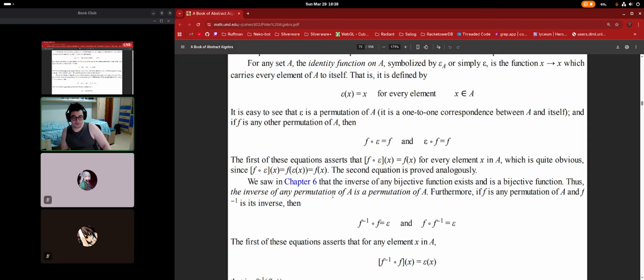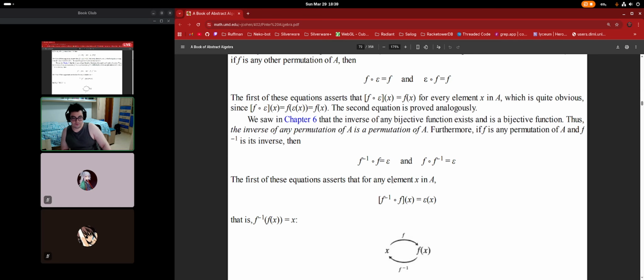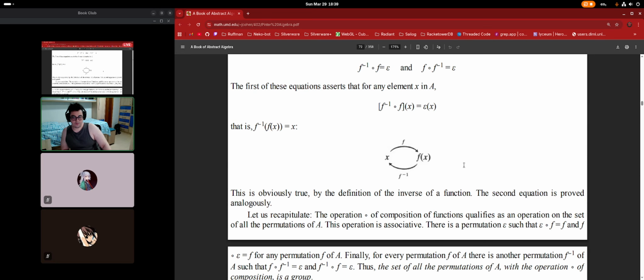And then in chapter 6, we also saw that the inverse of any bijective function exists, and it is a bijective function. Thus, the inverse of any permutation of A is a permutation of A. Furthermore, if f is any permutation of A, then the inverse of f can be defined this way. And then we can also say that if you compose f with its inverse, you get the identity, which is this image.